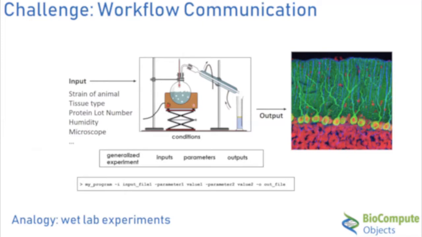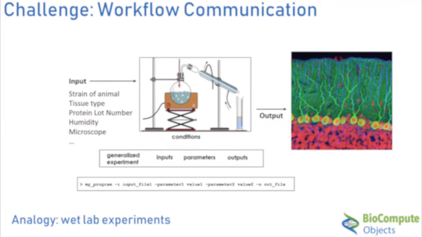And so this is very similar to what you might see in a wet lab experiment. There are certain inputs that need to be reported with the experiment in order to make sense of it. So you couldn't just be given a fluorescent microscope slide, for example, and necessarily know all of the details about it. You need things like strain of the animal, what's the tissue type that you're looking at, some of the more granular details like the protein lot number if you're doing a fluorescence in situ experiment, things like that, that you can't intuit if you want to be able to repeat the experiment.